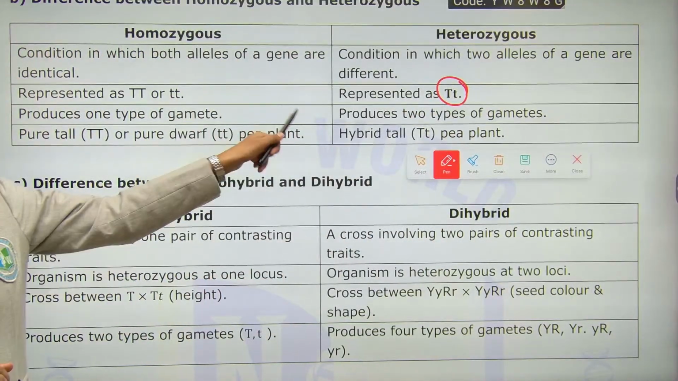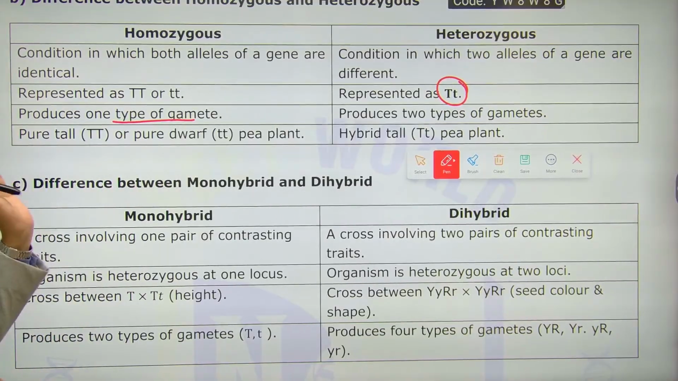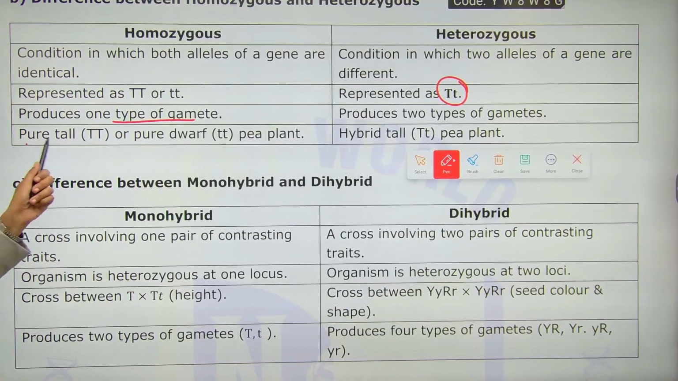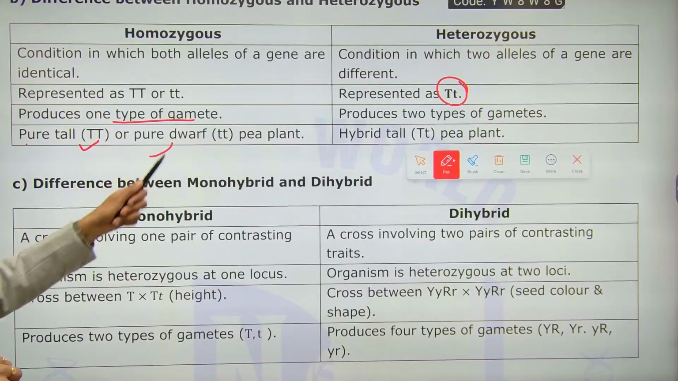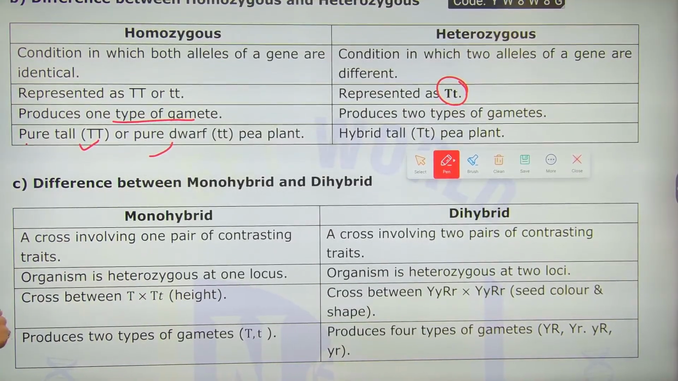Heterozygous produces two types of gametes. Homozygous condition only produces a single type of gamete. Here, completely pure tall and pure dwarf are seen. The hybrid tall is also present in the heterozygous condition.